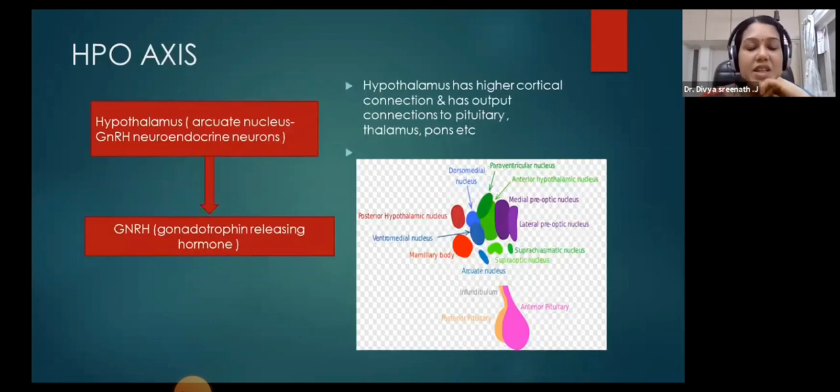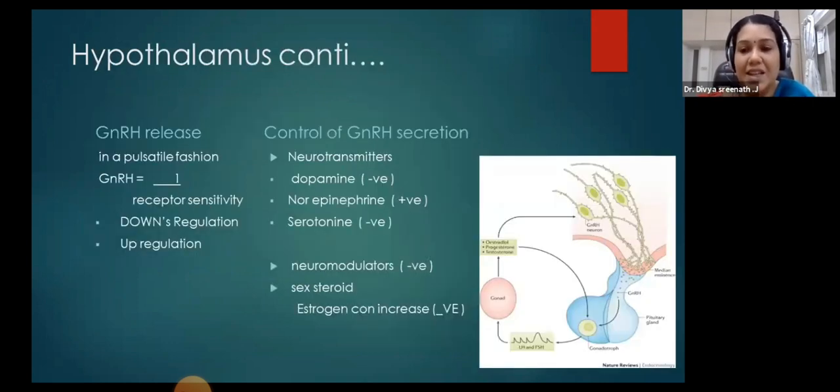So, the GnRH, the gonadotrophin releasing hormone, which is secreted from the hypothalamus, is secreted in a pulsatile fashion. It is not at all secreted in a continuous way. For example, if I am giving sweets daily to Dr. Anjana for 1 or 2 hours, she will be hesitant to take it anymore. Like if I'm giving her laddu every day, she will be happy.